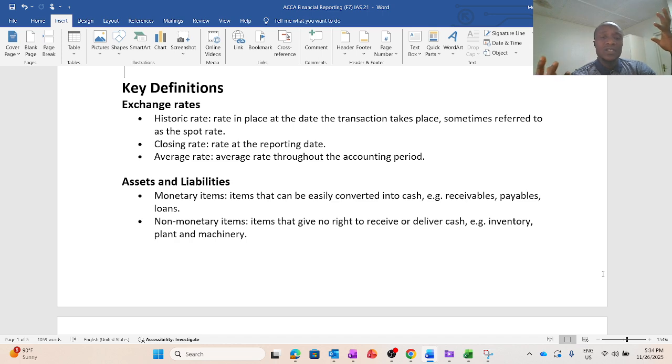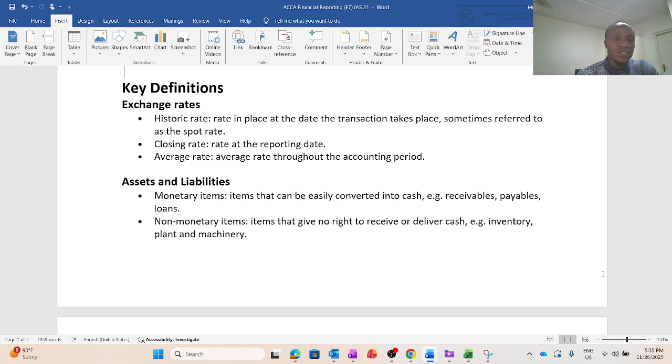Also, we are going to look at the closing rate at the reporting date. For instance, when we translate monetary items at the reporting date, we are going to use the closing rate to retranslate all monetary items. Also, we are going to look at the average rate. Average rates are rates throughout the accounting period, which we can use. When we solve questions, we will be able to understand when and how we use the spot rate, the closing rate, as well as the average rate.